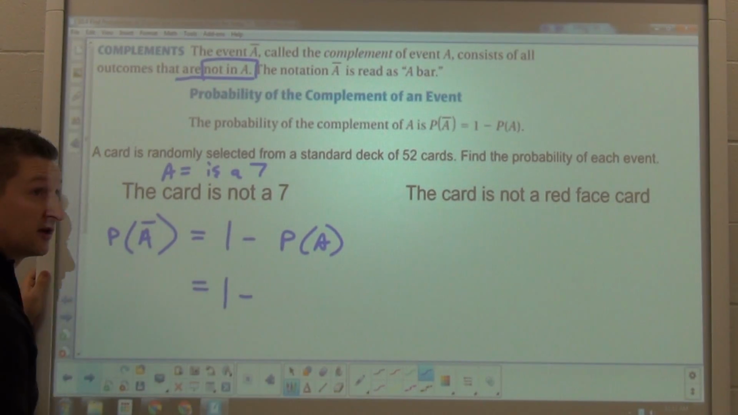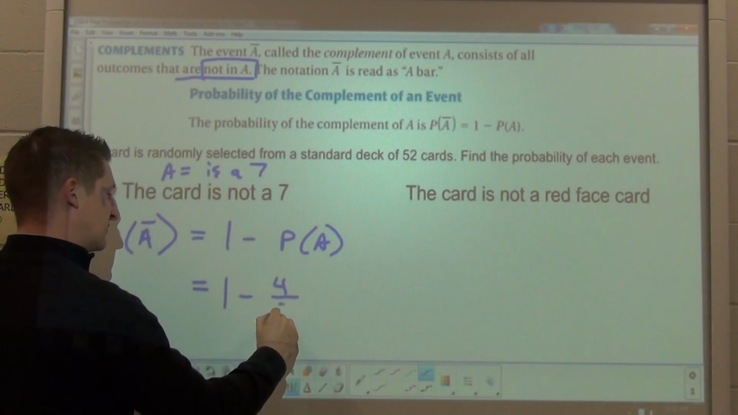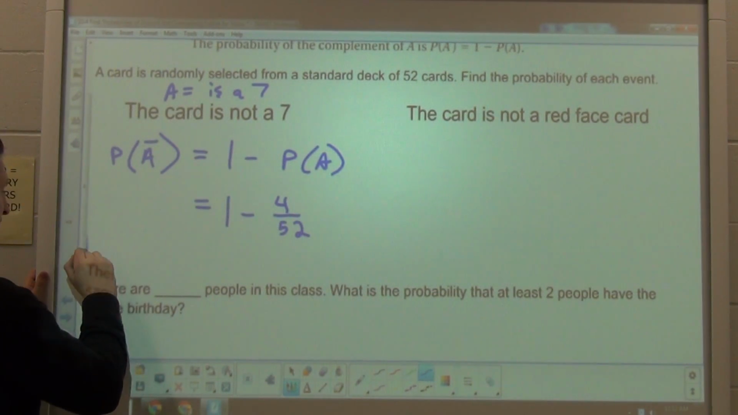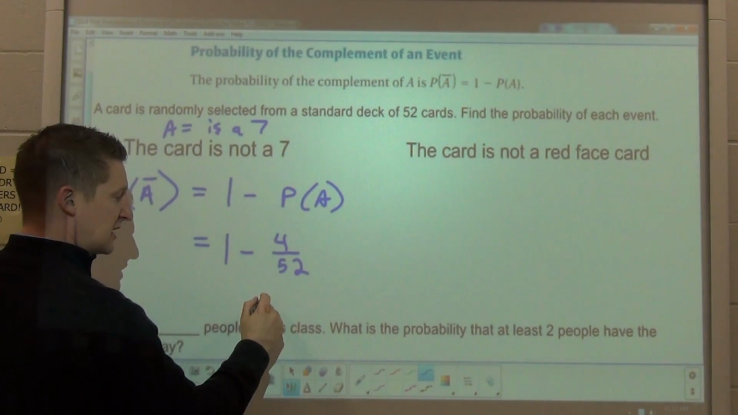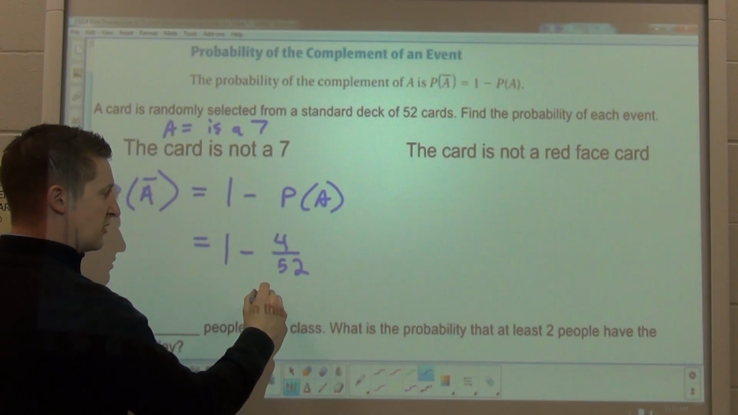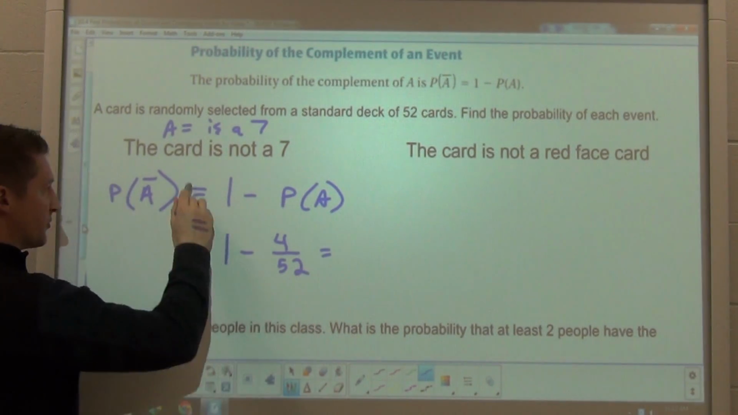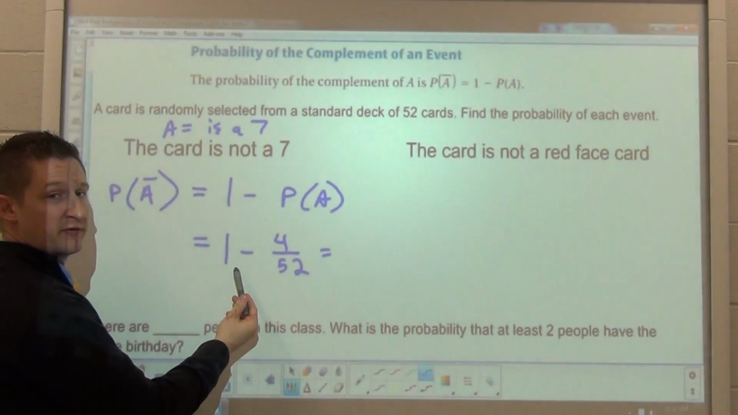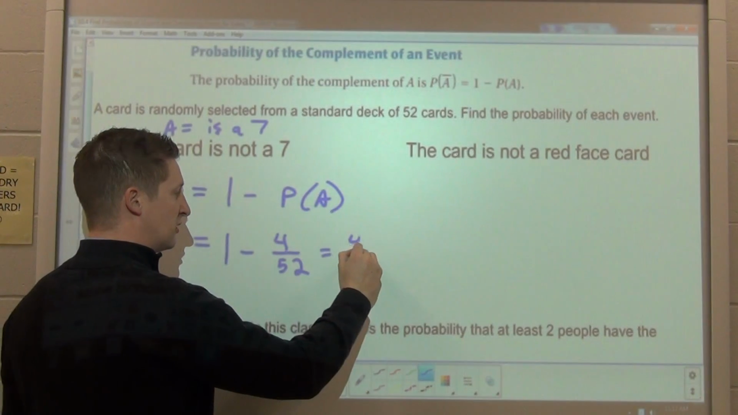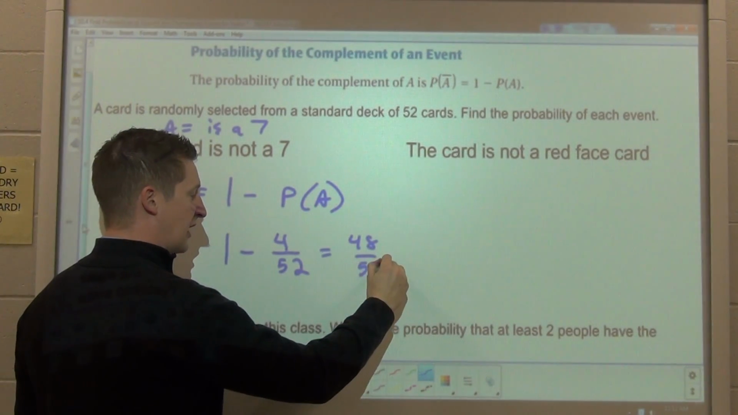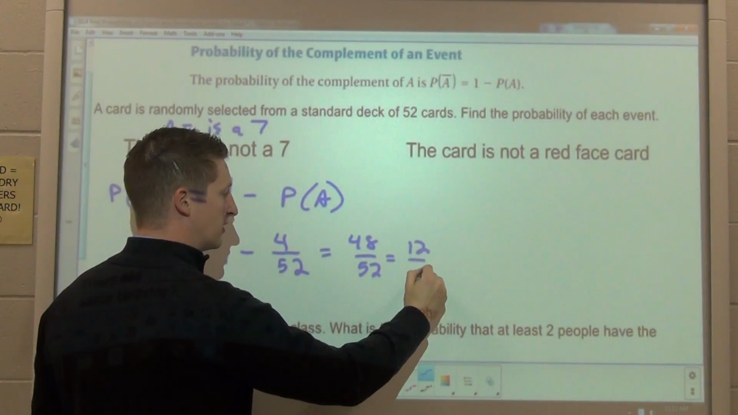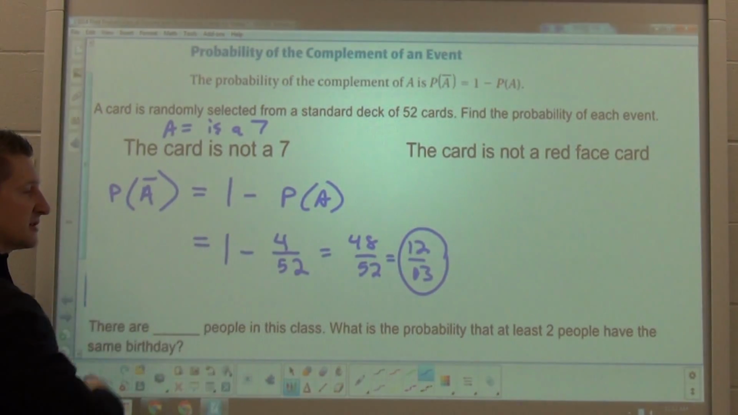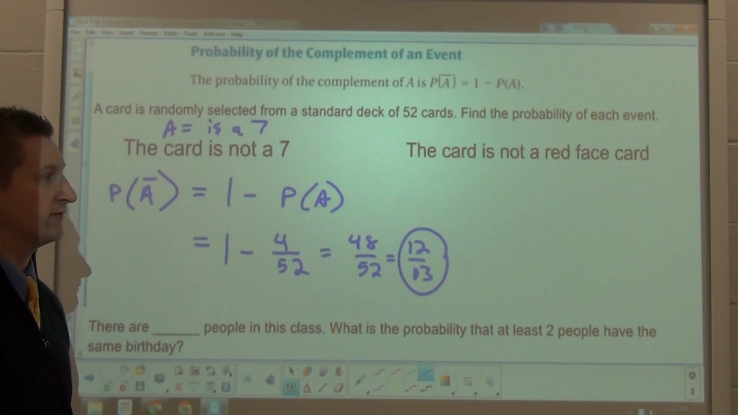Well, let's see. There's 4 7s in the deck, and there's 52 cards in the deck. I suppose I could have that rewritten as 1 out of 13 as well. We can reduce that. Either way, when I subtract to find the probability that the card is not a 7, 1 minus 4 over 52, 1 being 52 over 52, minus 4 over 52 would be 48 over 52. And I could reduce that to 12 out of 13. So there would be the probability of drawing a card that's not a 7, the complement to drawing a 7.